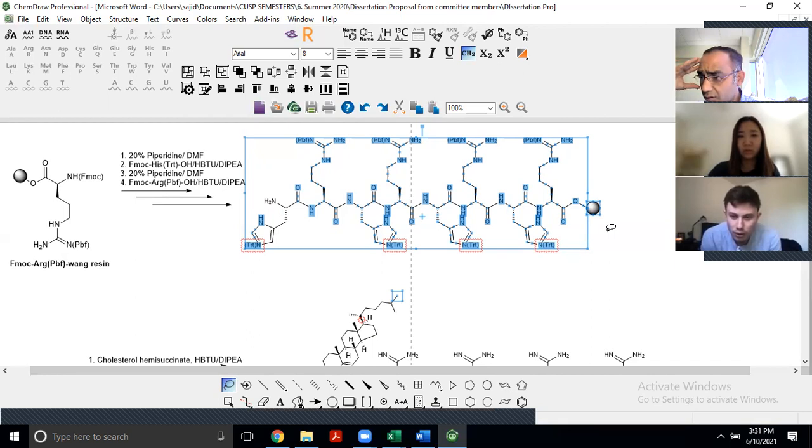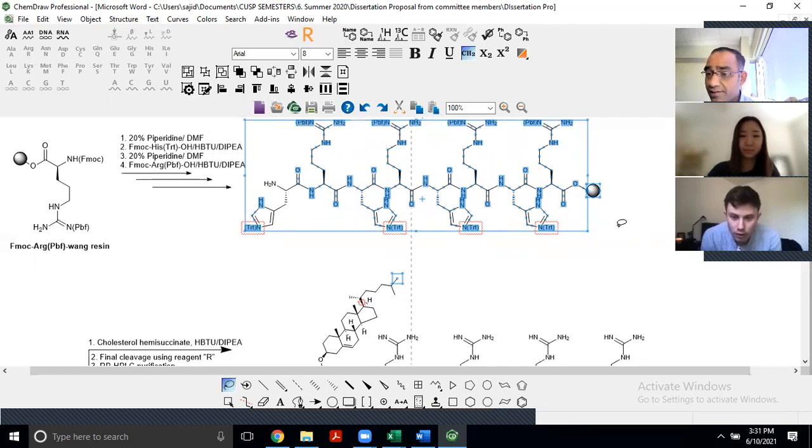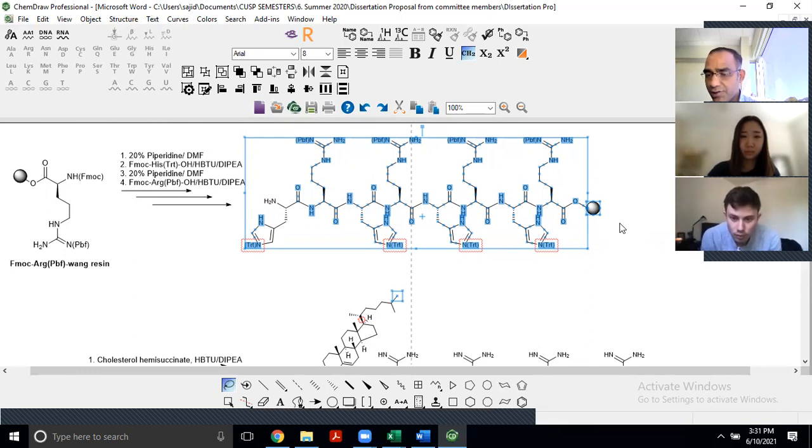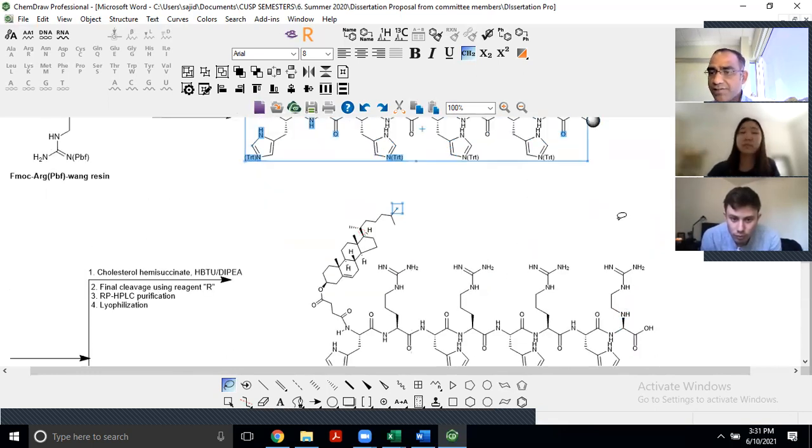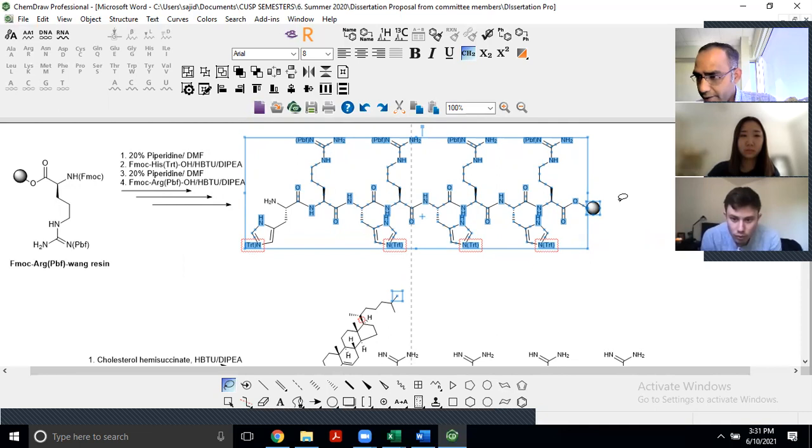Usually the final cleavage removes everything. But there is something which is called resin removal only. Oh yeah, I remember what it was. It was different for the linear versus cyclic peptide.